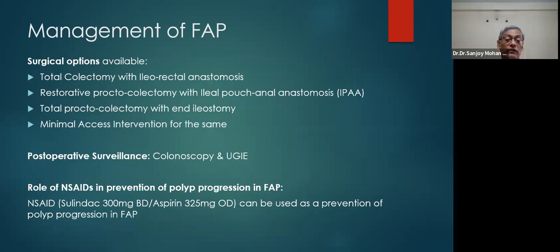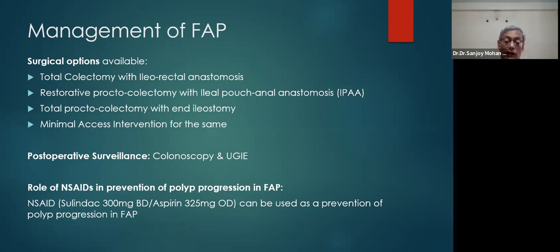The surgical options available are total colectomy with ileorectal anastomosis, with or without rectal mucosectomy; restorative proctocolectomy with ileal pouch and anal anastomosis; total proctocolectomy and end ileostomy; and minimal access intervention for the same procedures. I am not going to discuss the postoperative care because it will take much time. For postoperative surveillance, we should do colonoscopy and upper GI endoscopy.